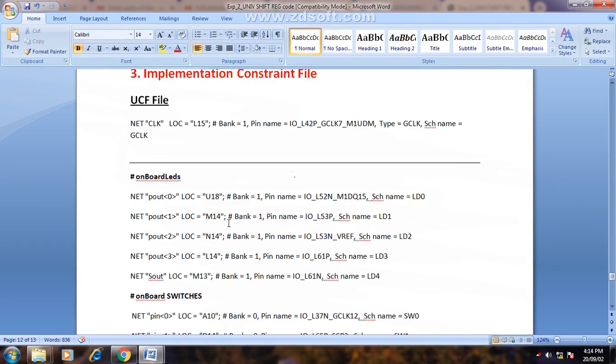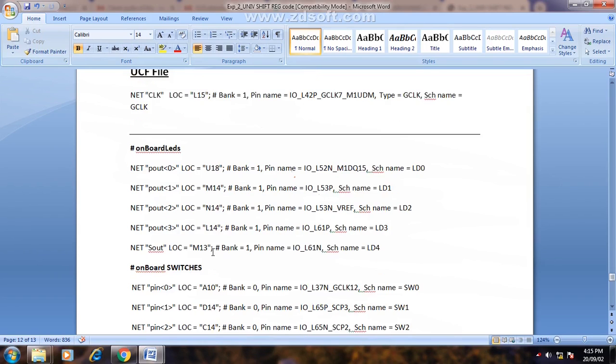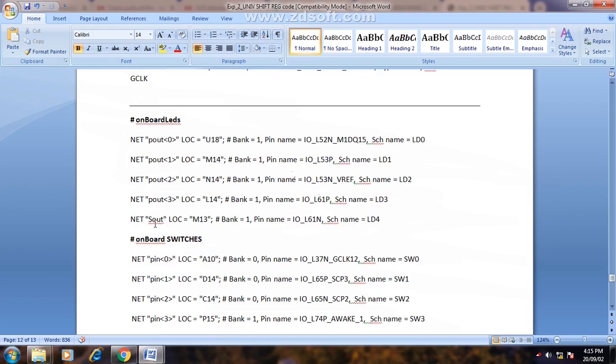And then you have to give the implementation constraint file. What is the meaning of this implementation constraint file? You have to assign various pins from the board to the inputs and outputs. Here you can see L15 is the pin assigned to our input clock. Then for P out of 0, the output LED U18 is assigned. For P out of 1, M14. For P out of 2, N14. And for P out of 3, L14. So these are the LEDs which we need to assign to the outputs. One more output is S out, and for that we have assigned M3.